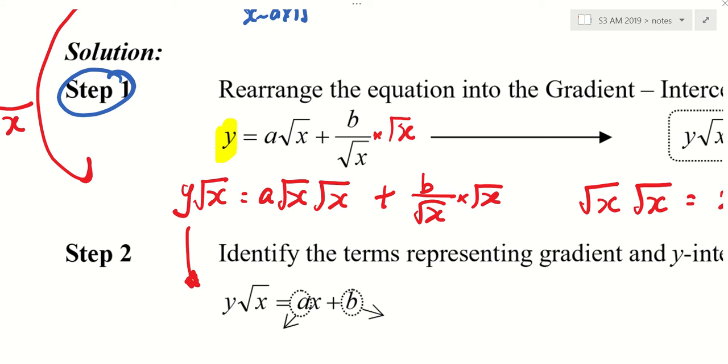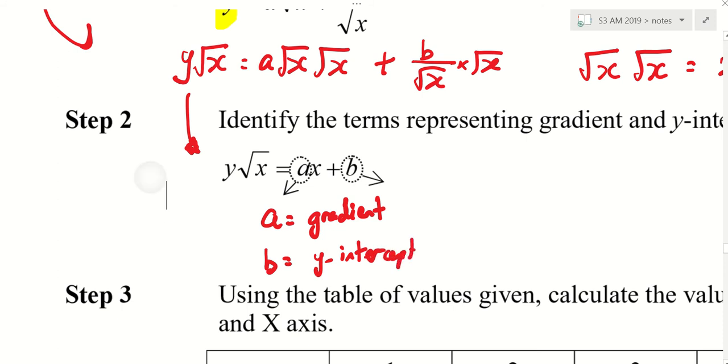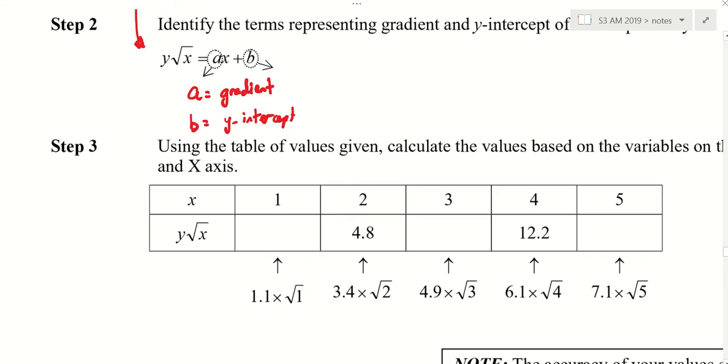So I look at this now. This is already my big Y and big X. So what is my gradient? A is the gradient. This is very important, so you write down: A equals gradient, and B equals y-intercept. All these three steps are very critical. Now, step 3 is also very critical because without step 3, you can't draw a graph.